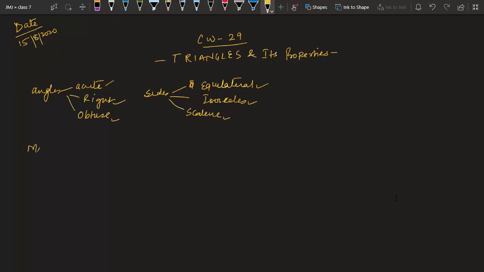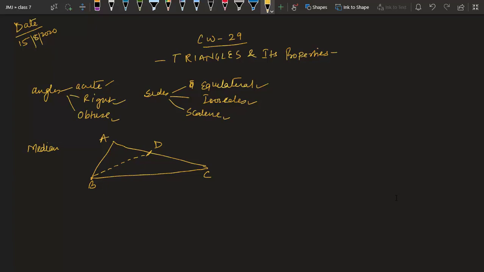Let me remind you one more time. In median, we saw in a triangle there are three vertices. So vertex A, B, and C. We can have three medians. And as per the definition in the last class, median is the line joining vertex to the midpoint of opposite side. So if I see AC and I say this point is midpoint of AC, suppose it is D, then this BD will be the median.